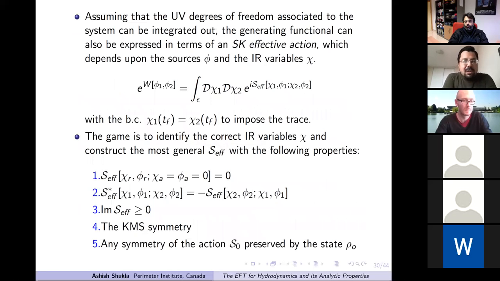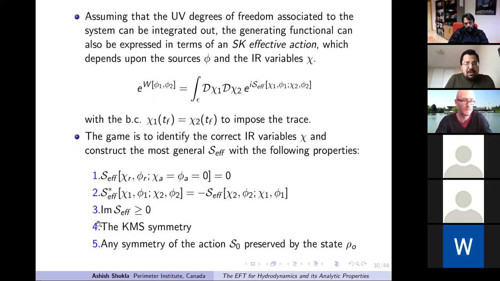But let me first talk about the effective action. Just as in any effective theory, we assume that the UV degrees of freedom associated to the system can be integrated out. And if we do so, we end up writing the Schwinger-Keldysh generating functional in terms of an effective action, which depends upon my sources phi and some IR degrees of freedom, which I collectively denote by chi.